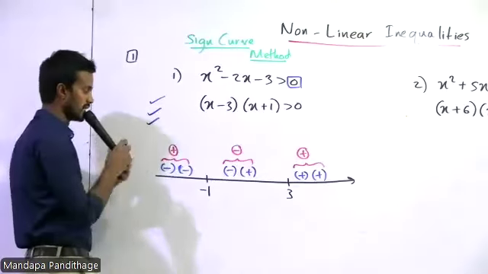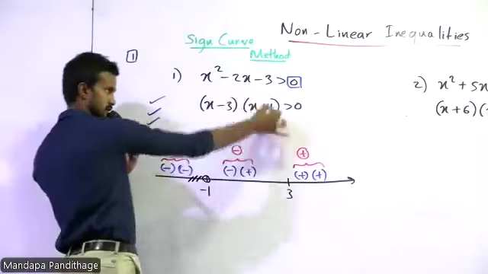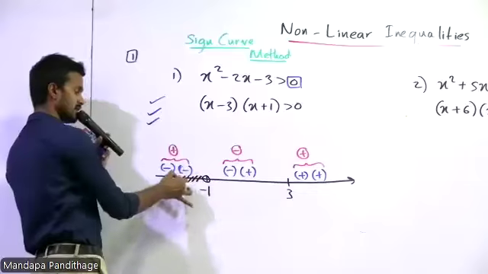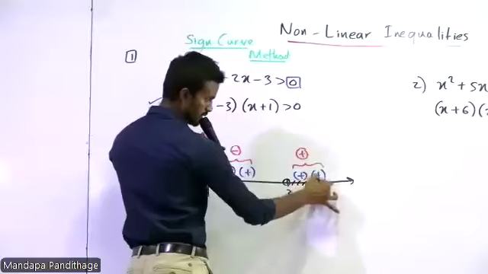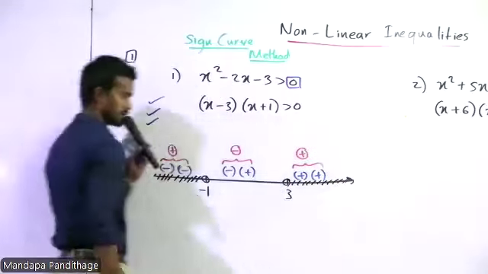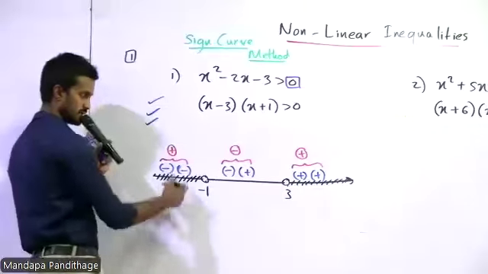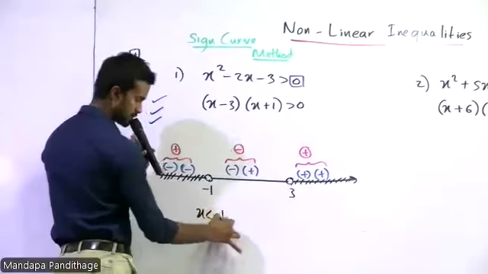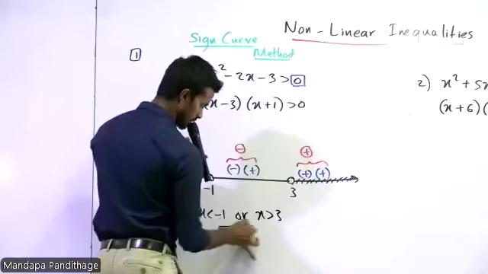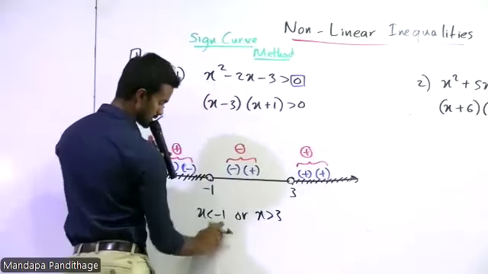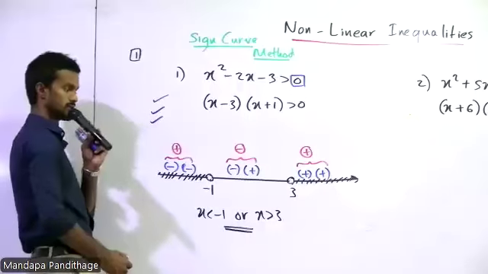Then you can select your range. This expression is positive in this range and it's positive in this range. So this expression becomes positive in this range and this range. So then you can write the answer. What is this? x is less than minus 1 or x is greater than 3. So that is the range.